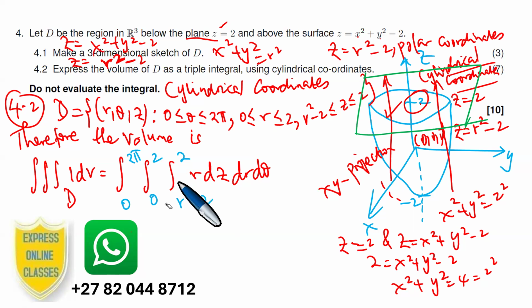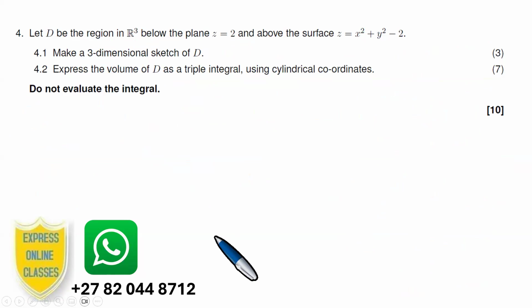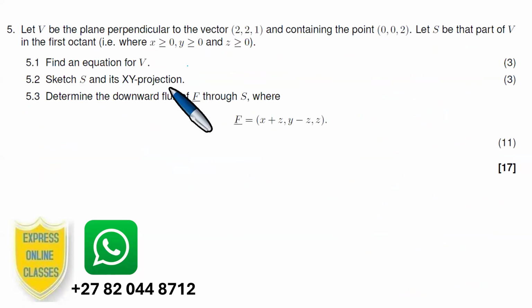Okay, so we have done that one. Let's look at the next question, question five. Let V be the plane perpendicular to the vector (2, 2, 1) and containing the point (0, 0, 2). Let S be that part of V in the first octant, that is where x is greater than or equal to 0, y is greater than or equal to 0, and z is greater than or equal to 0. Find an equation for V.